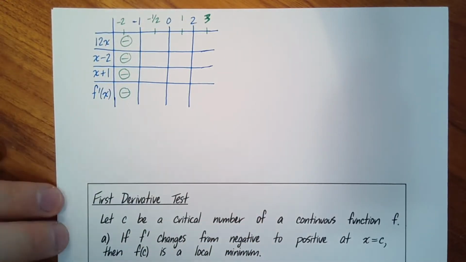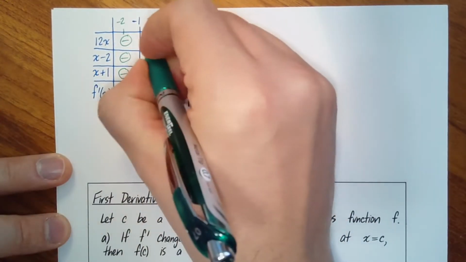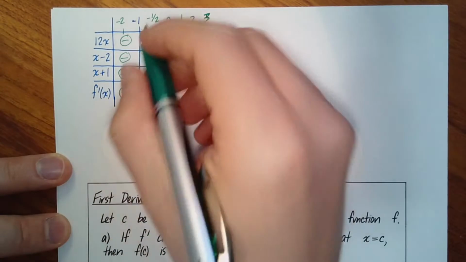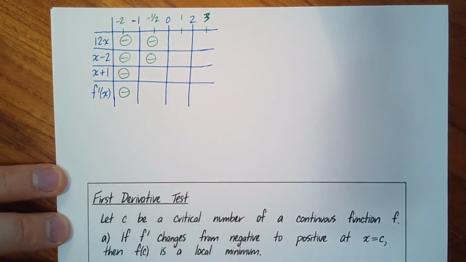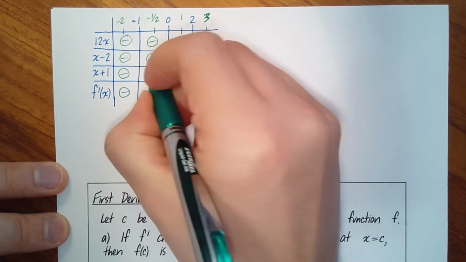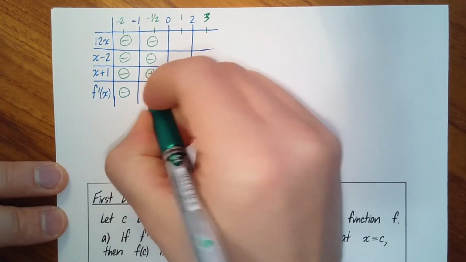So now do the same thing with -1/2. Plug -1/2 in for x. So we'll have negative, plug in for x here, you're going to have negative again. But then when you plug it into x plus 1, you get -1/2 plus 1. That actually works out to being positive. So the product of all three of those factors, a negative times a negative times a positive, is going to be a positive.